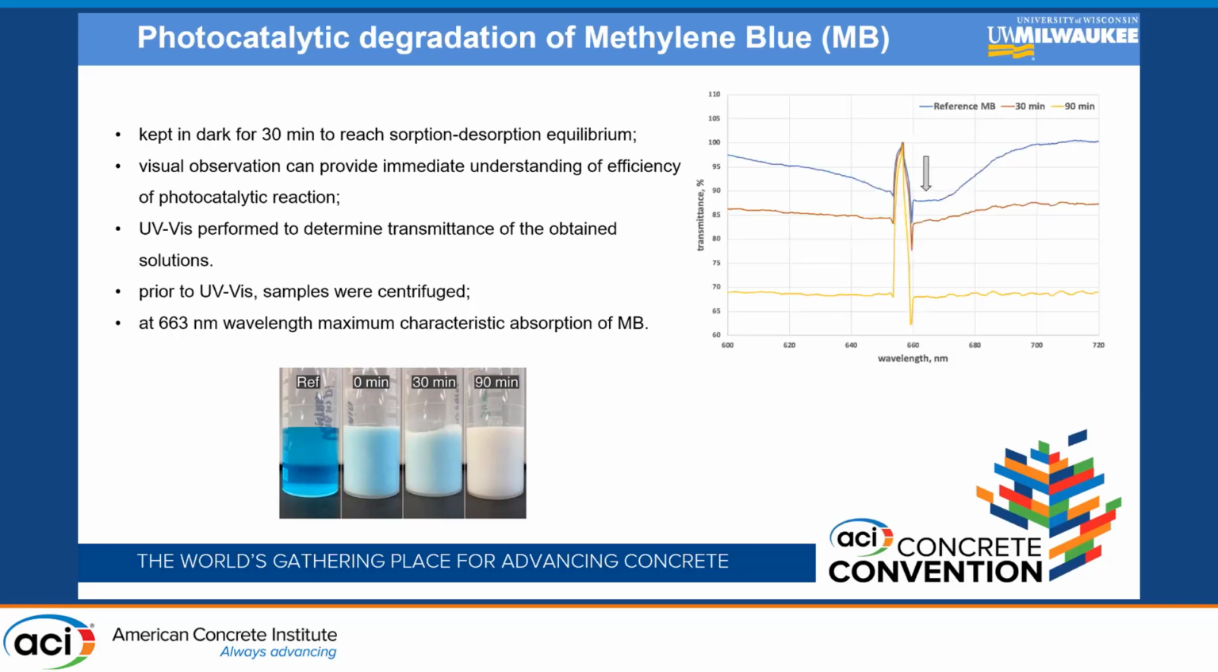It is also important to mention that 663 nanometers is the maximum characteristic wavelength for methylene blue, and it's presented here. The bigger the drop in this UV-Vis outcome, the more methylene blue we have in the formulation. So in the reference situation, we have a big drop. At 30 minutes, lower. At 90 we have no drop whatsoever. This is an artifact here that should not be considered at all, at the same wavelengths.